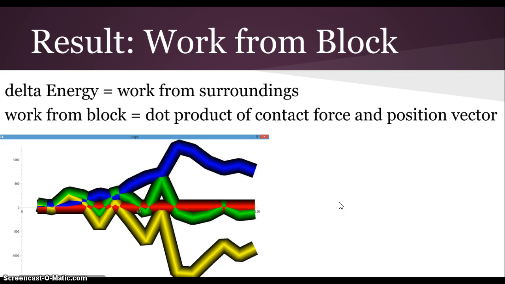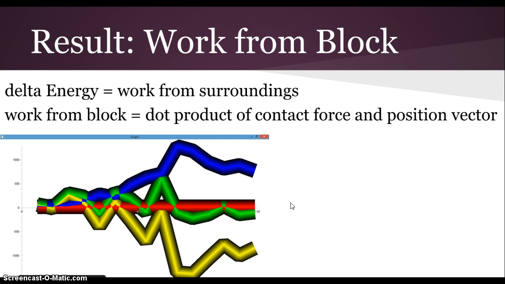And then here's a graph of the different works present. So first I have the change in kinetic energy, change in gravitational potential energy. Well, actually in this case this is the work from the Earth, and I have his change in internal energy and the work from the block.